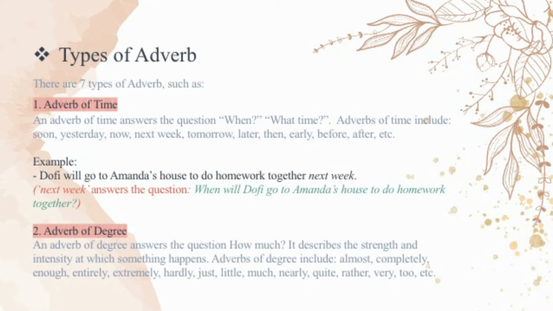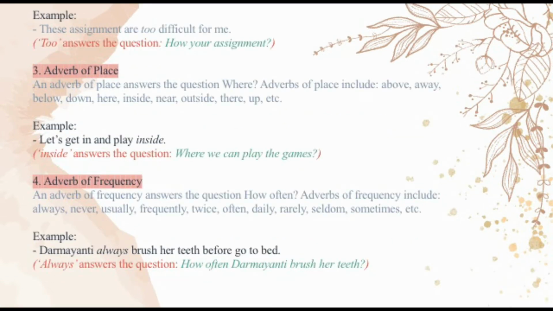And then the second one is adverb of degree. An adverb of degree answers the question, how much? It describes the strength and intensity at which something happens. Adverbs of degree include almost, completely, enough, entirely, extremely, hardly, just, little, much, nearly, quite, rather, very, too, and etc. For example, these assignments are too difficult for me. Too here answers the question how difficult the assignment is.